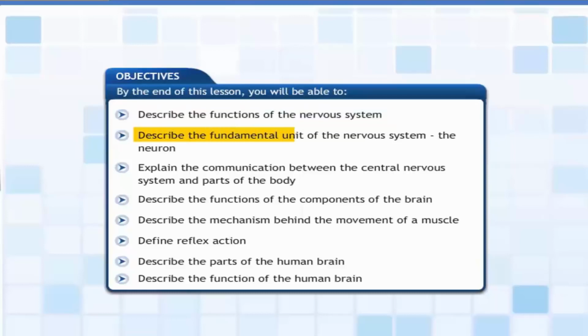describe the fundamental unit of the nervous system, the neuron, explain the communication between the central nervous system and parts of the body, describe the functions of the components of the brain, describe the mechanism behind the movement of a muscle, define reflex action, describe the parts of the human brain, and describe the function of the human brain.